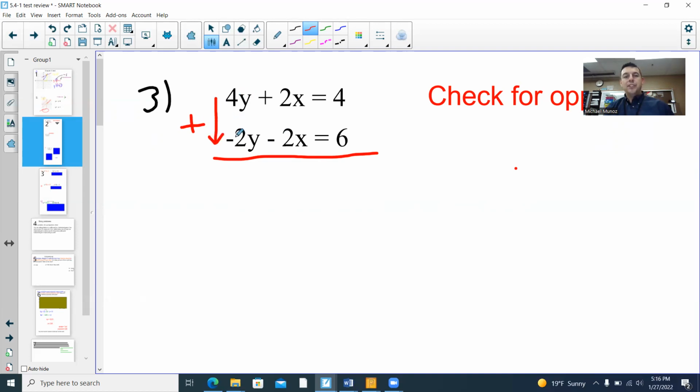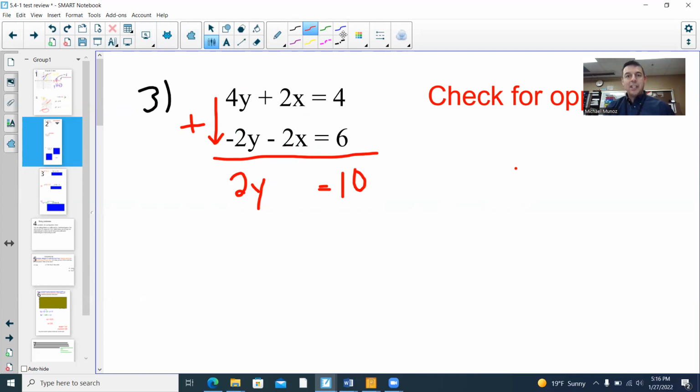So 4 plus a -2 would be 2y. That's the same thing as 4 minus 2. Make sure to use your calculator if you don't have it. The -2x, +2x will cross out. I don't have to worry about them. Then 4 plus 6 equals 10.